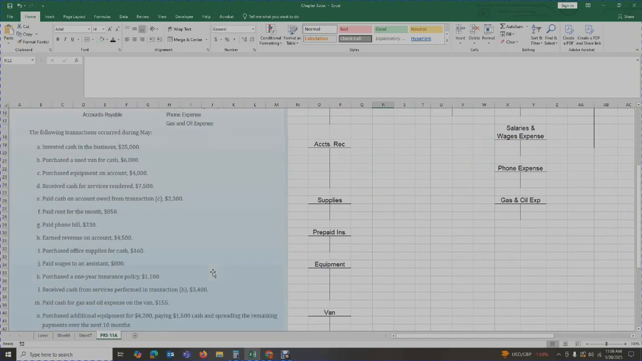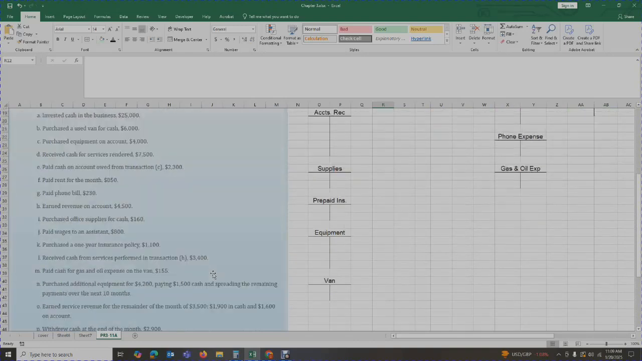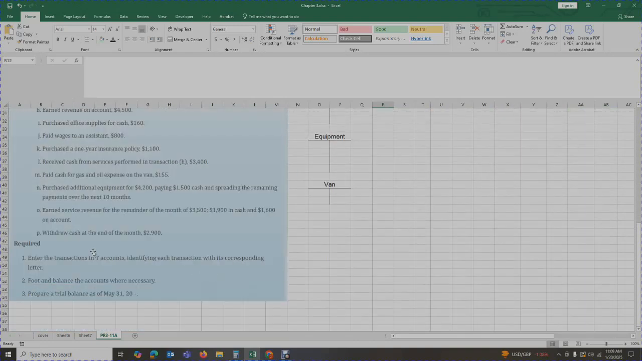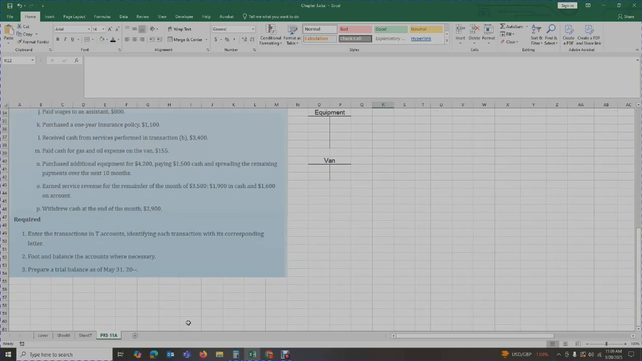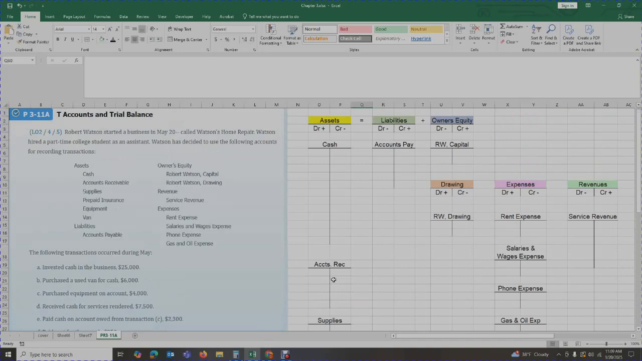So we have a whole bunch of transactions, as you see, quite a bit. We're going to go over each of them in detail, and then the requirements are at the bottom. We are going to enter the transactions into the T accounts. We're going to identify each transaction with its corresponding letter. We're going to foot and balance the accounts where necessary. And then last but not least, we are going to prepare a trial balance. Okay? So, let us begin. Let's start off with letter A.